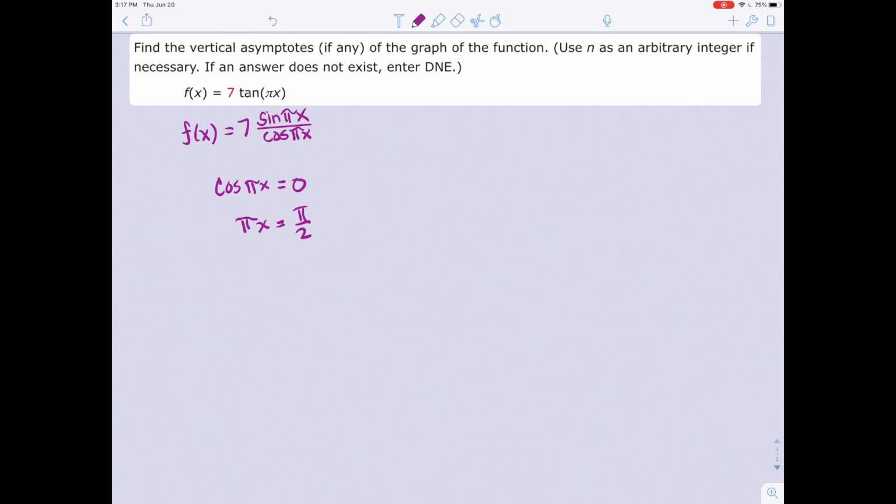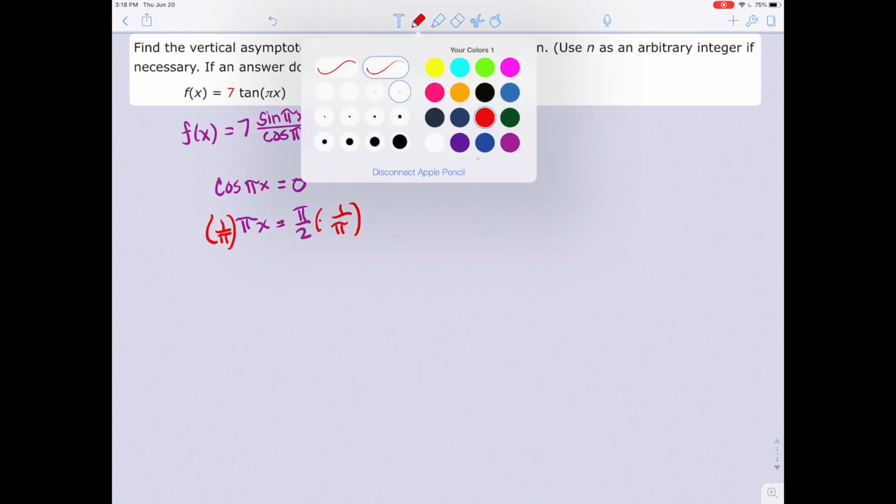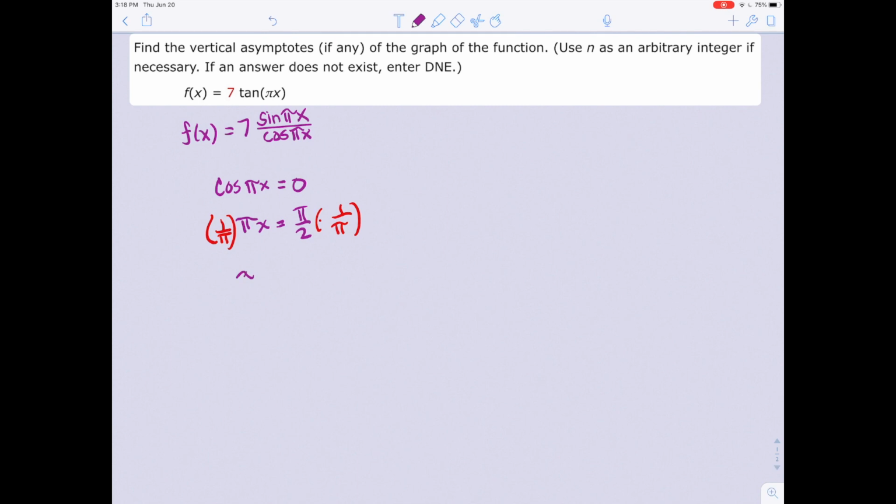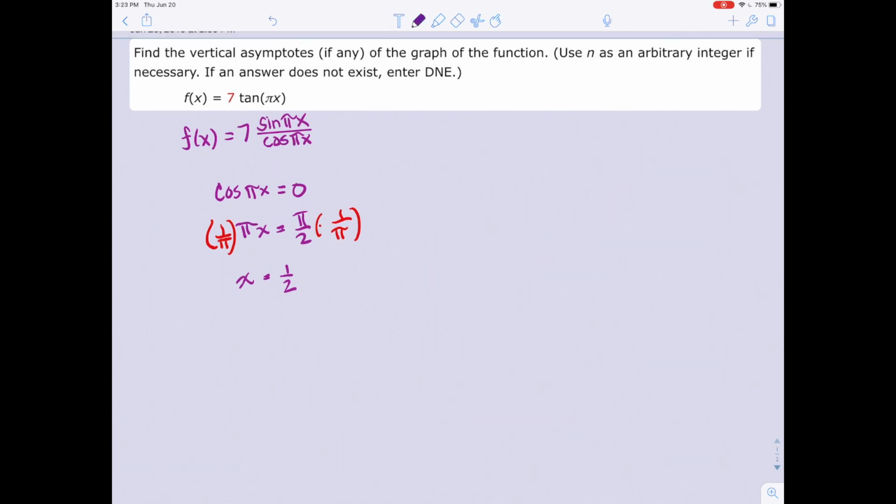So since pi is a constant, can't I multiply both sides by 1 over pi? And then what would I get as a result? I would get, beautiful, x is equal to 1/2. What we found here is the location of the first discontinuity. So the most general way to express the tangent function is to do it in this format.